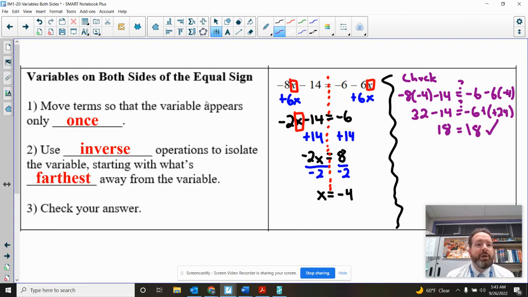Quick recap. When you've got variables, in this case x's, on both sides of the equal sign, the first thing to do is to try and get them together. You do that with addition or subtraction. In this case, we added 6x's. This then becomes an equation that we know how to solve.